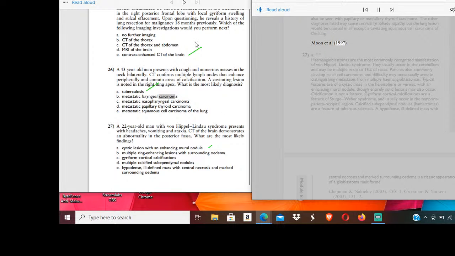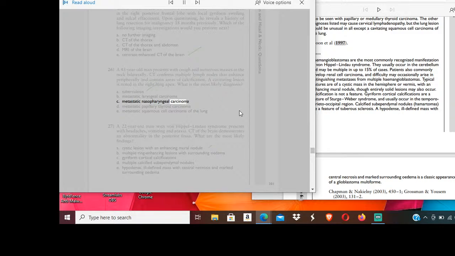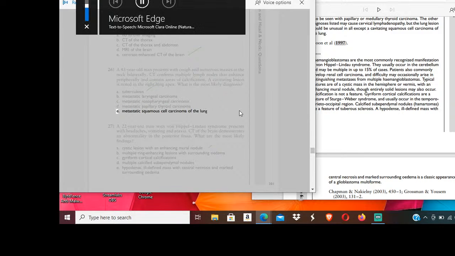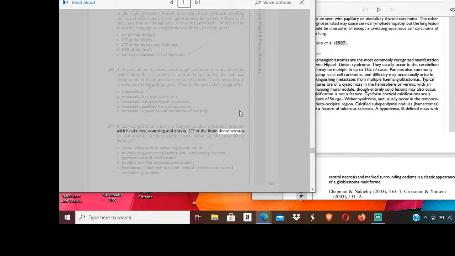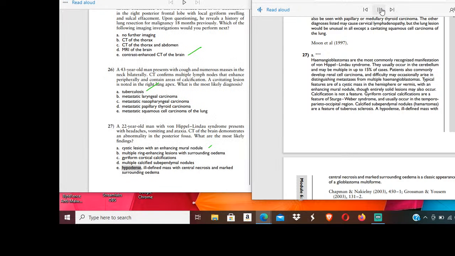C. Metastatic nasopharyngeal carcinoma. D. Metastatic papillary thyroid carcinoma. E. Metastatic squamous cell carcinoma of the lung. 27. A 22-year-old man with von Hippel-Lindau syndrome presents with headaches, vomiting, and ataxia. CT of the brain demonstrates an abnormality in the posterior fossa. What are the most likely findings? A. Cystic lesion with an enhancing mural nodule. B. Multiple ring-enhancing lesions with surrounding edema. C. Gyriform cortical calcifications. D. Multiple calcified subependymal nodules. E. Hypodense.